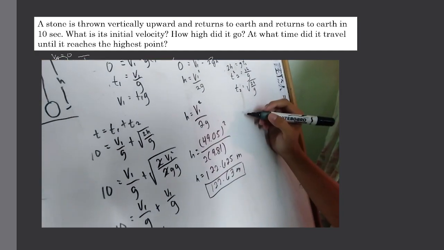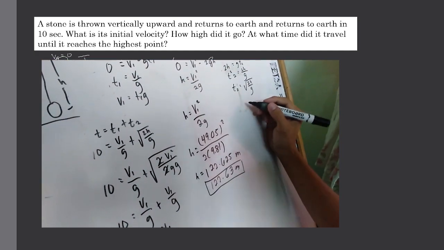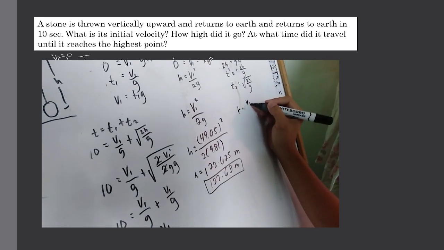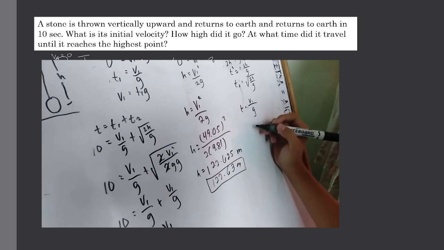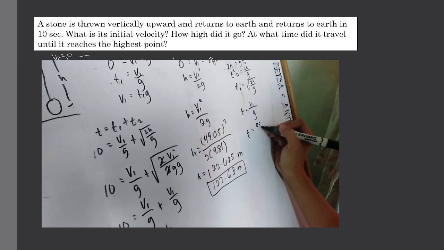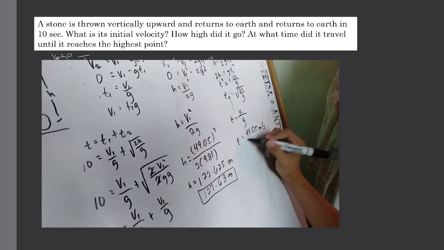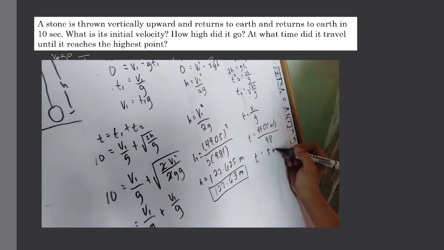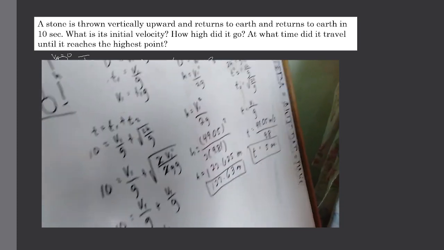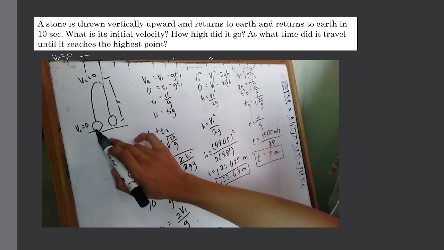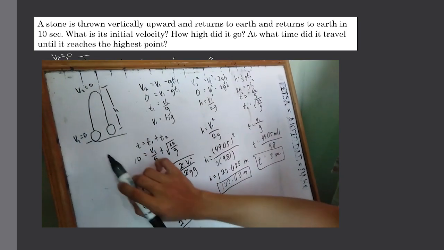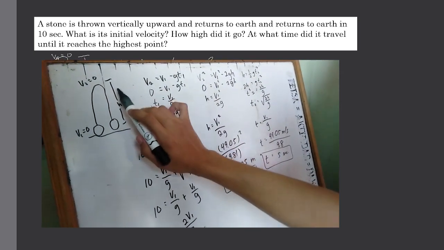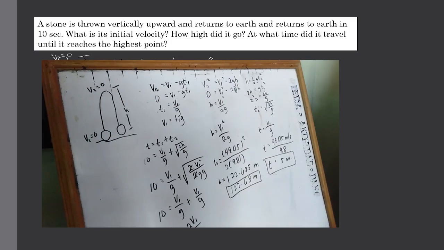Using this equation, T is equal to V over gravity, initial velocity. T is equal to 49.05 meters per second divided by 9.8. T is equal to 5 seconds. So the time from the initial velocity, when the ball is still on the ground, to when it reached its highest point, it took 5 seconds. That would be all.